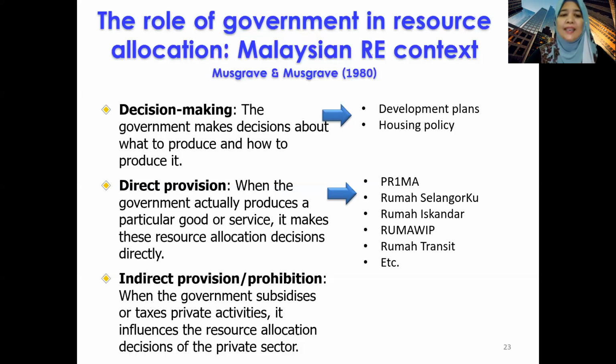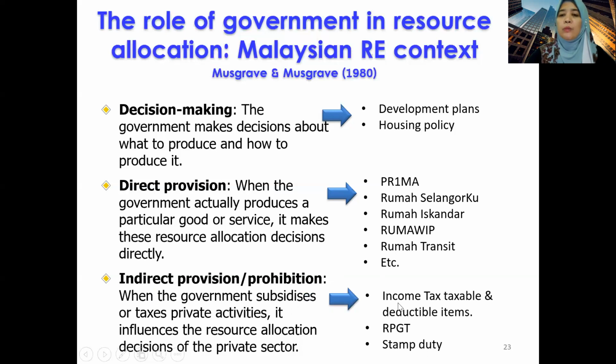Direct provision. The third one is indirect provision or prohibition. So we have here income tax, taxable and deductible items. This will affect the investors in terms of rental income. So in income tax, taxable and deductible items, it will affect the real estate market as well, because it affects the income of the investors.